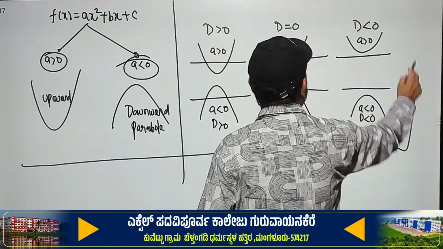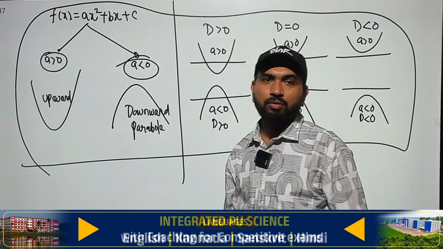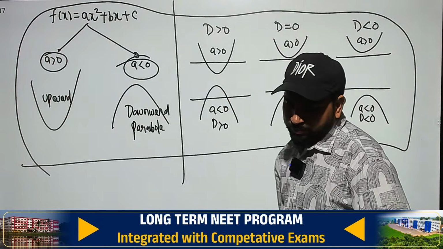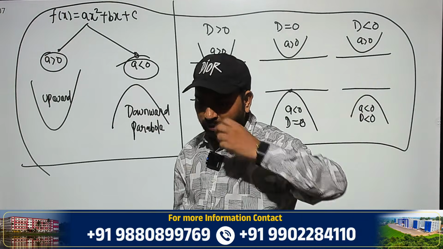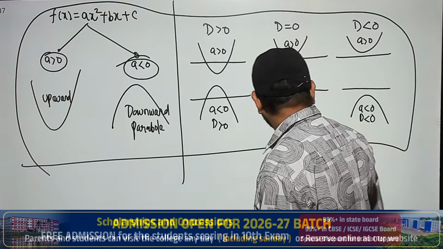Just I revise this concept. Now I will move toward making the graph, how to make the graph of the quadratic function. One more thing I can discuss, let's suppose about the C.